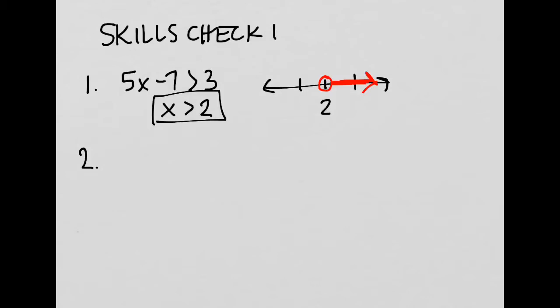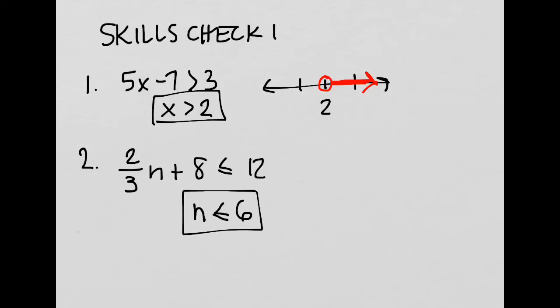Okay, and skills check number 2, you needed to add 8 to both sides, and then you had this funny little fraction, so you need to multiply by 3/2, or the reciprocal. Okay, and when you're multiplying by a positive number, no need to flip the sign. You didn't have to flip the sign on either one this time. And you should have gotten n is less than or equal to 6.